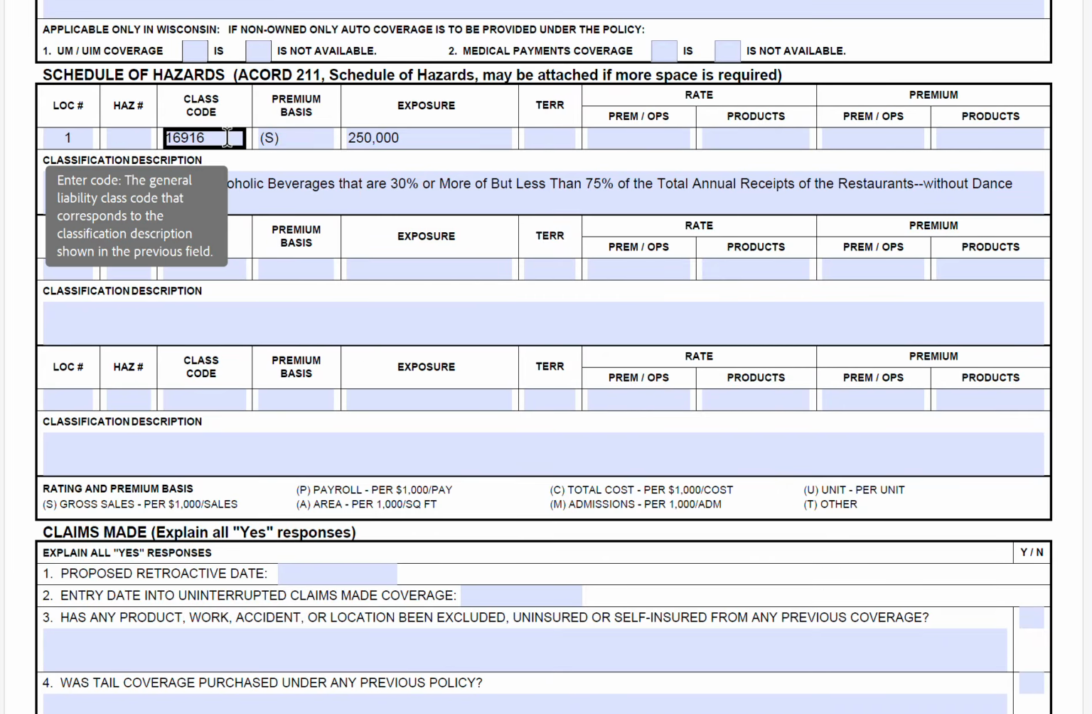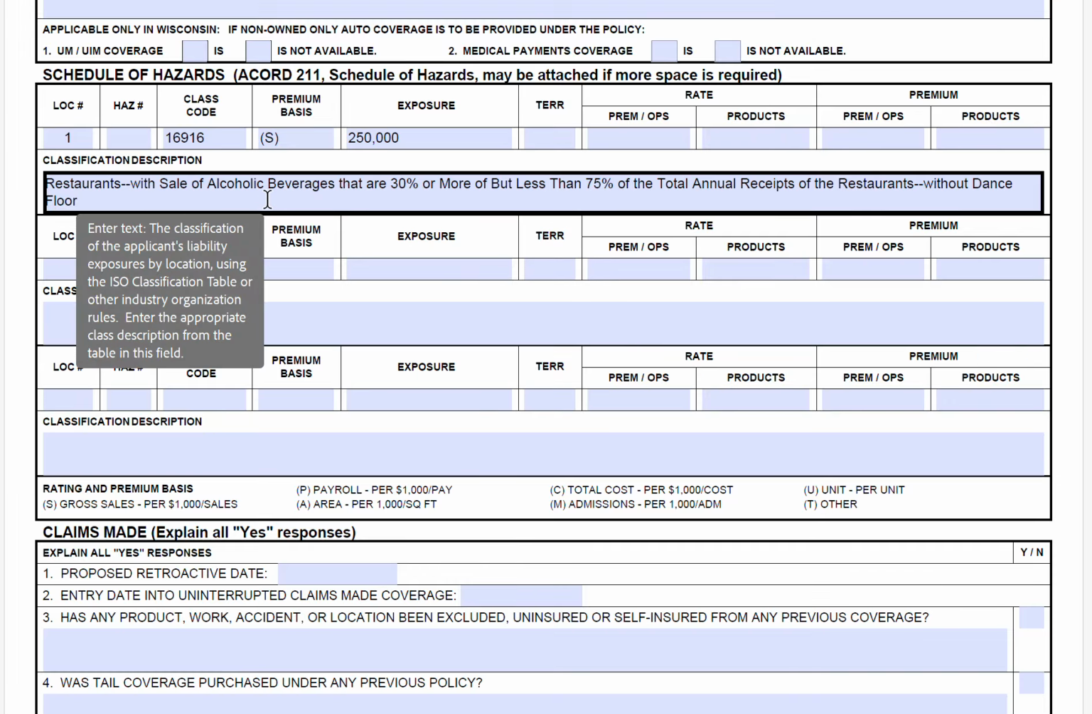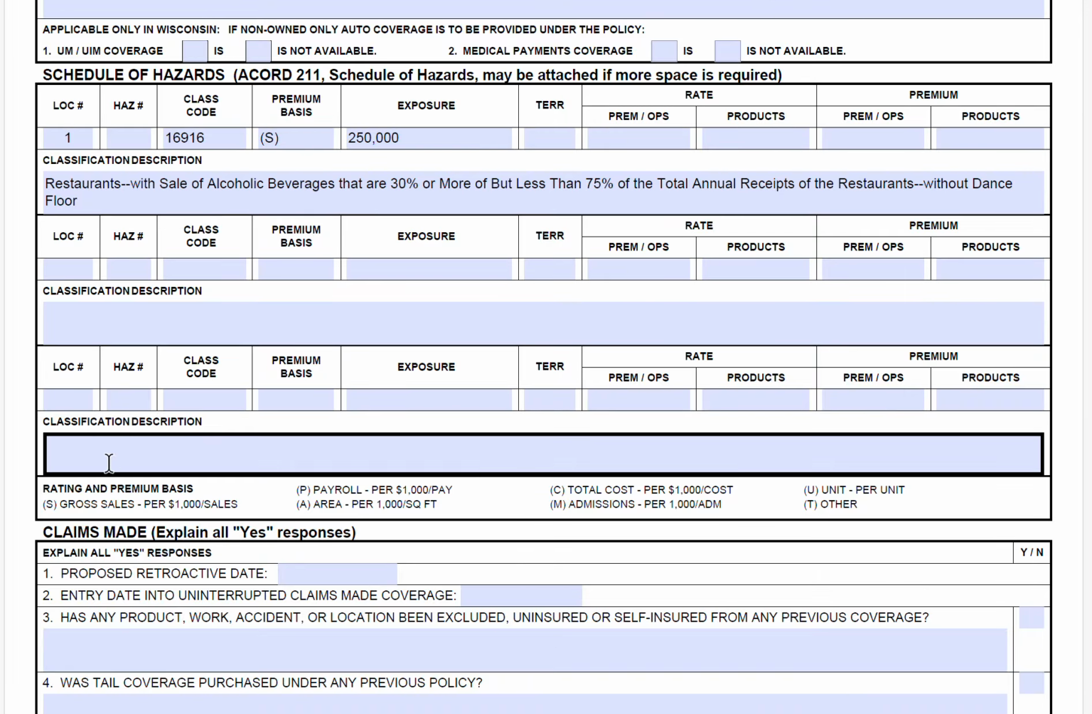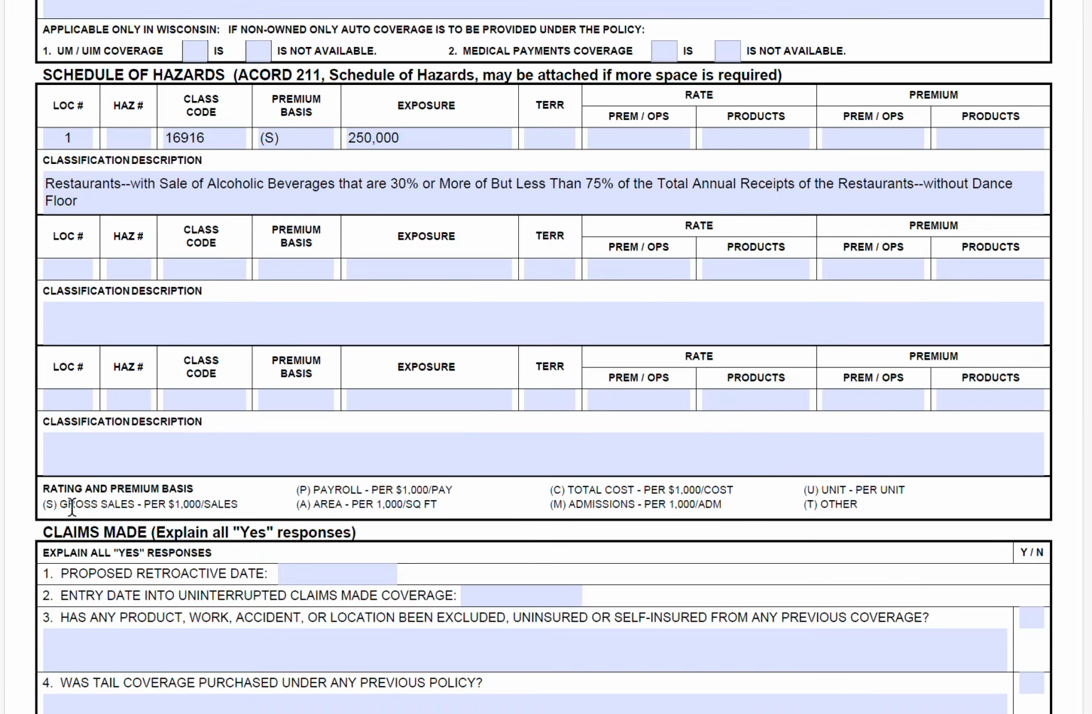You would want to list the class code for each risk that they have, and then the premium basis. Down here under rating and premium basis, it gives you an explanation of what each of these mean. So it could be gross sales, payroll, area. This one actually, depending on the company, may be under area. And then total cost, admissions, that would be for ticket sales, per unit, that would be if they're selling products.